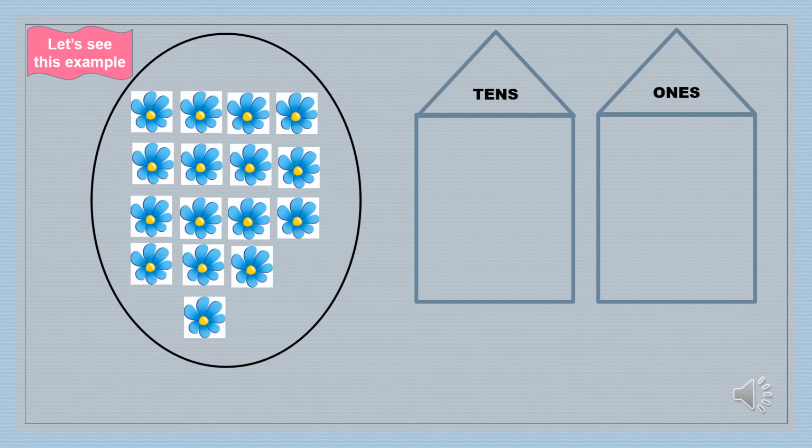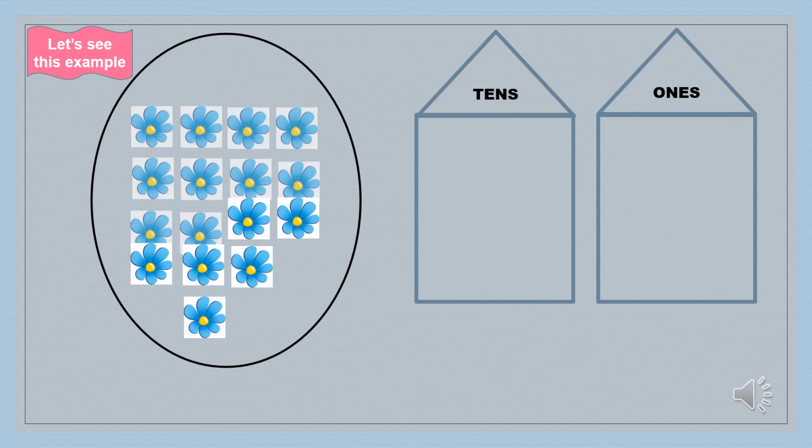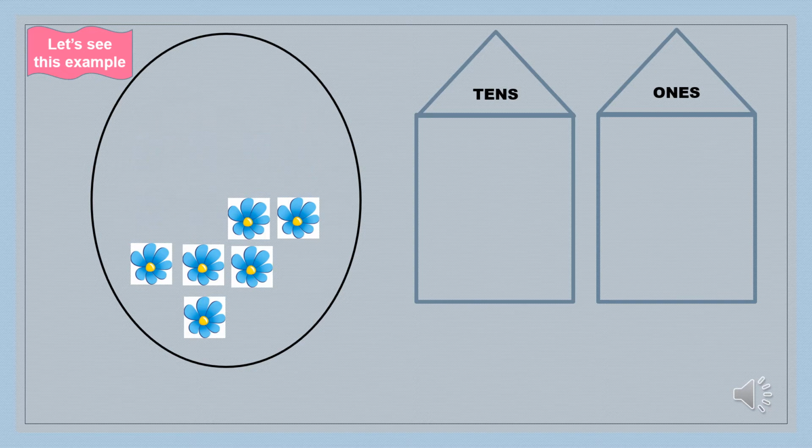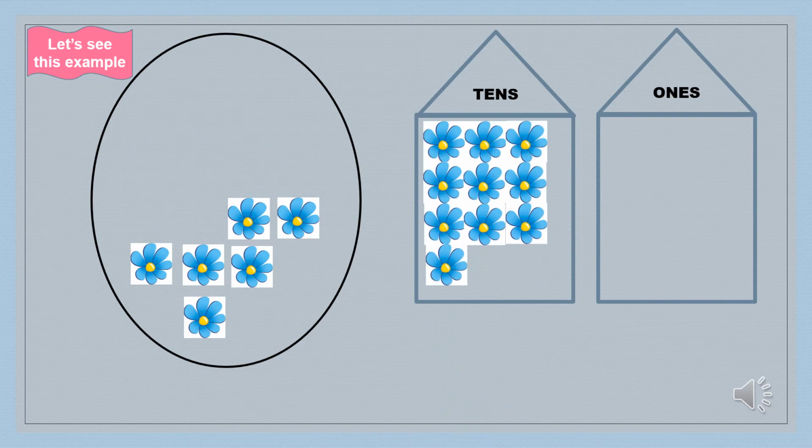Okay, so let's see how it will get done. 10 flowers are being moved from here and they have been joined to each other and they come into tens house. Okay. So what have we got? We have got 1 ten into this house, this tens house. And now we are going to count the leftover number of flowers. 1, 2, 3, 4, 5, 6.